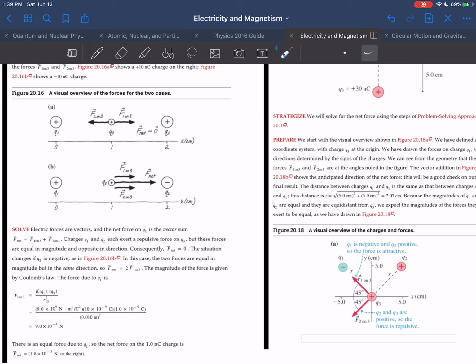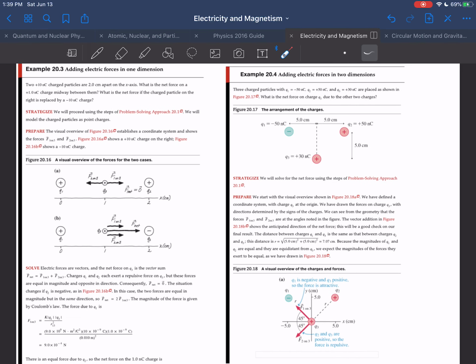But there are two of this size force. There's F by 1 on 3 and F by 2 on 3. You get the same values for each. You add them up. So you simply double this number, and that gives you a net force of 1.8 times 10 to the negative 3 newtons to the right.